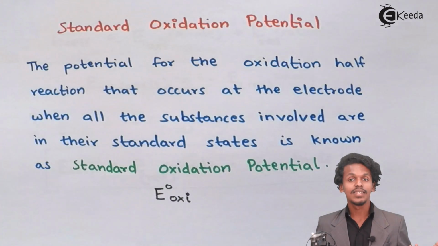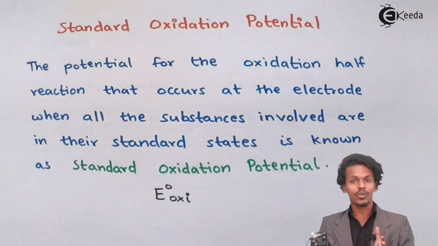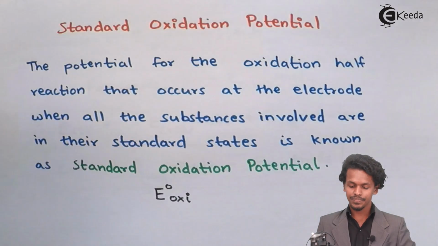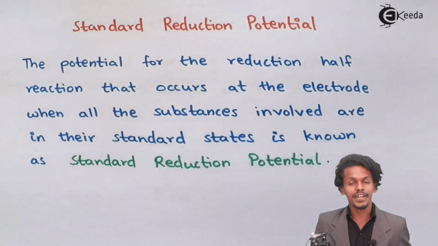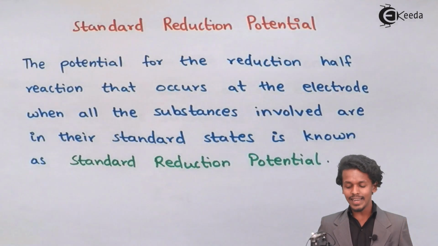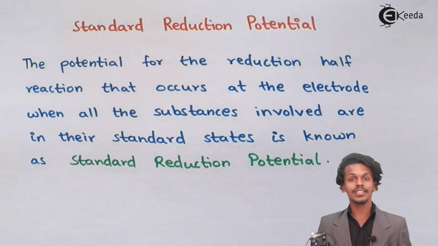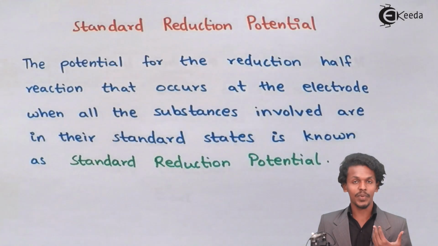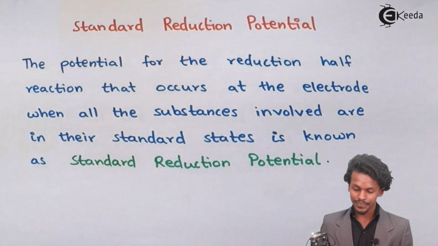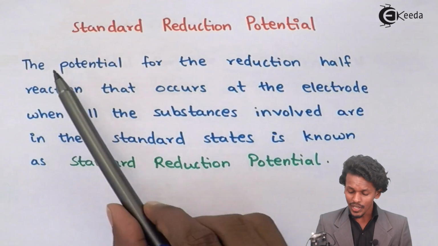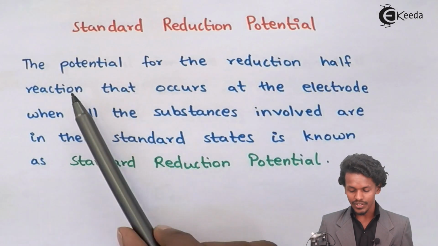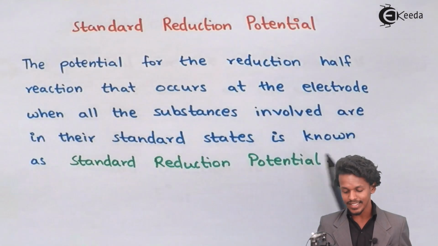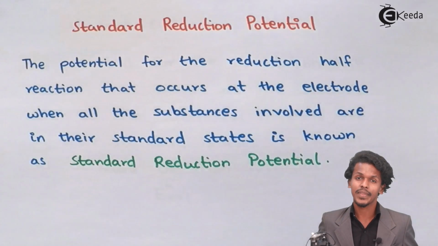So this is said to be a standard oxidation potential when an electrode undergoes an oxidation process. And now talking about the other one, that is standard reduction potential. So this is similar to the reduction potential, but the difference is the criteria or the condition should be in a standard state. So let us see the definition of it, and with the help of this we could evaluate the other thing also. So it says that the potential for the reduction half reaction that occurs at a particular electrode when all the substances involved are in their standard states is known as standard reduction potential.